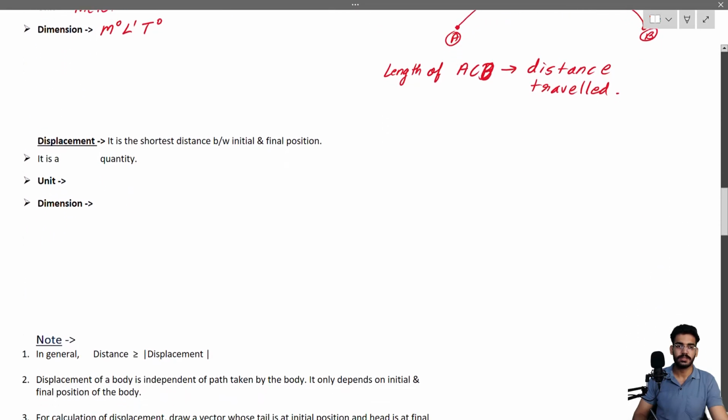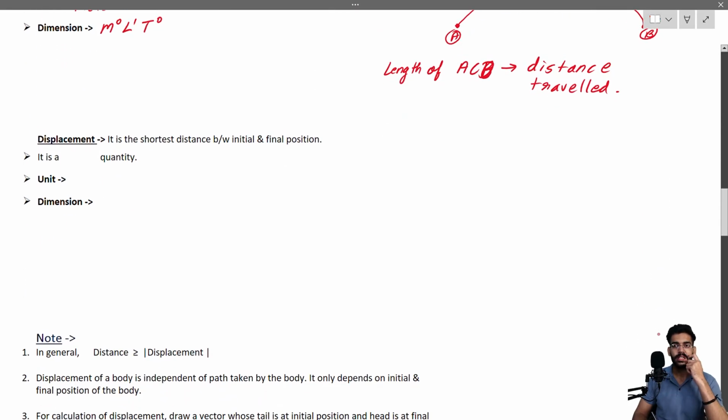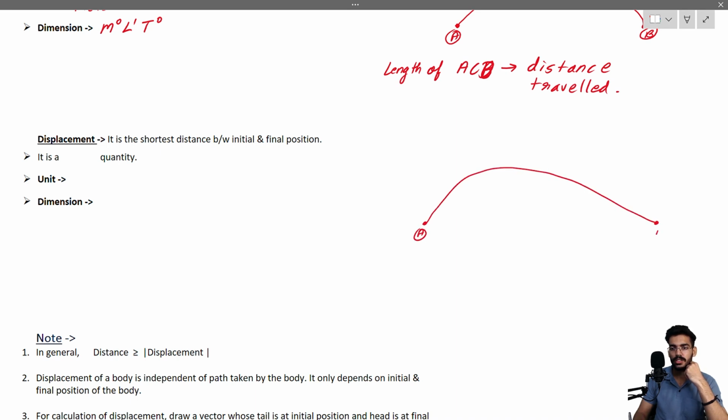The next terminology we are defining is displacement. It is the shortest distance between the initial and final position. Let's take the same path from A, going like this and reaching the point B through the path you took. Now the shortest path means this. This is basically your shortest path.